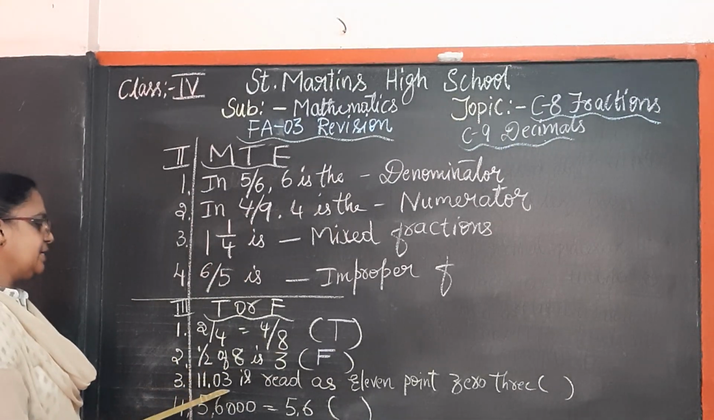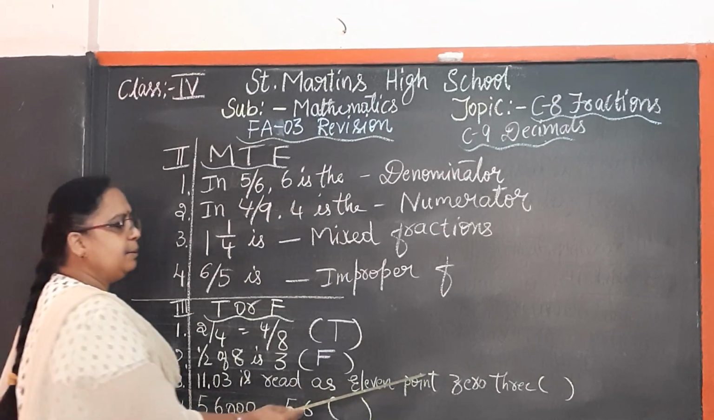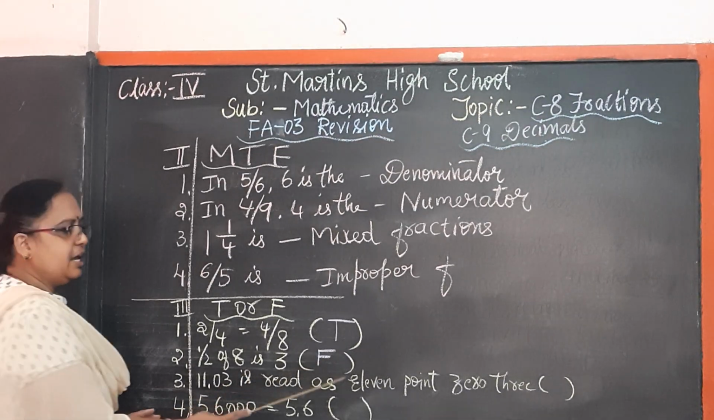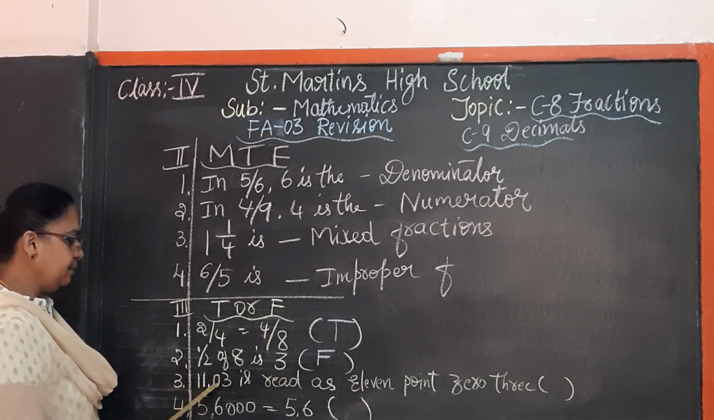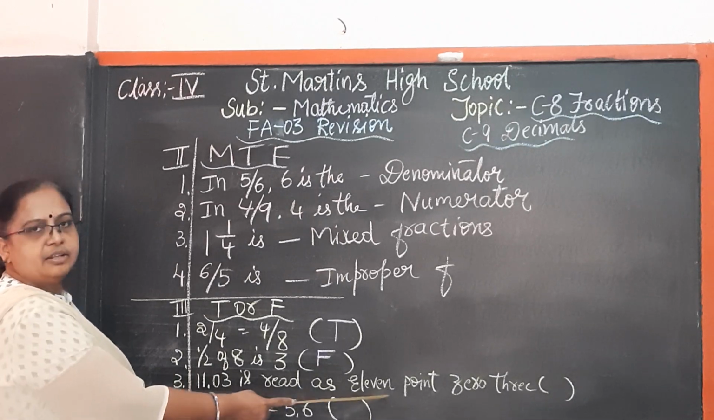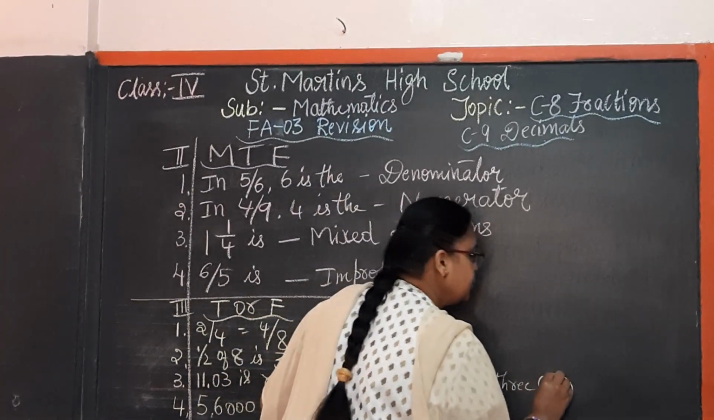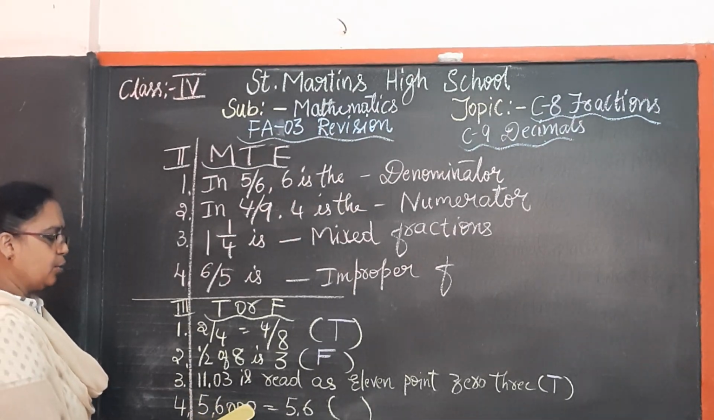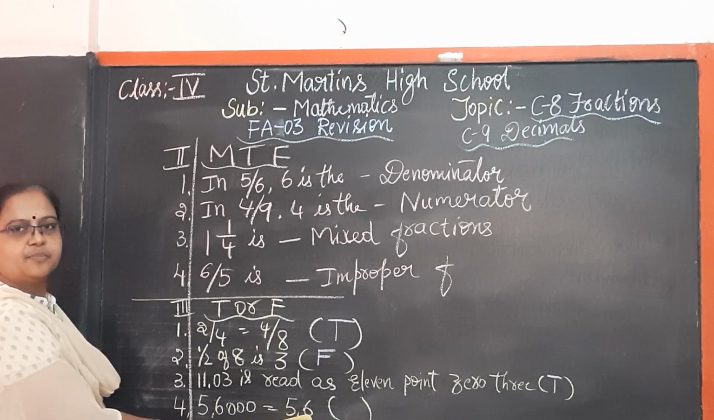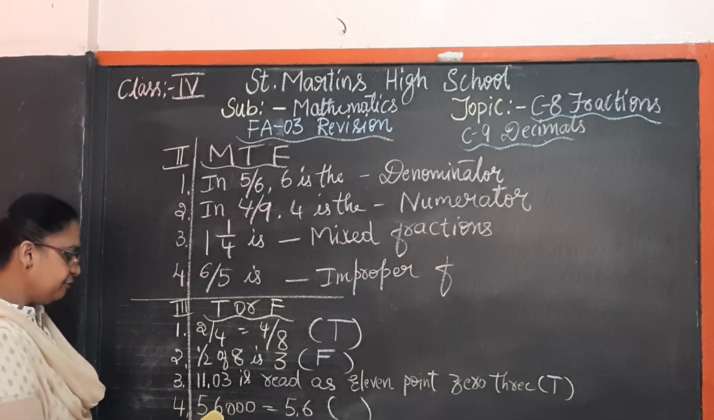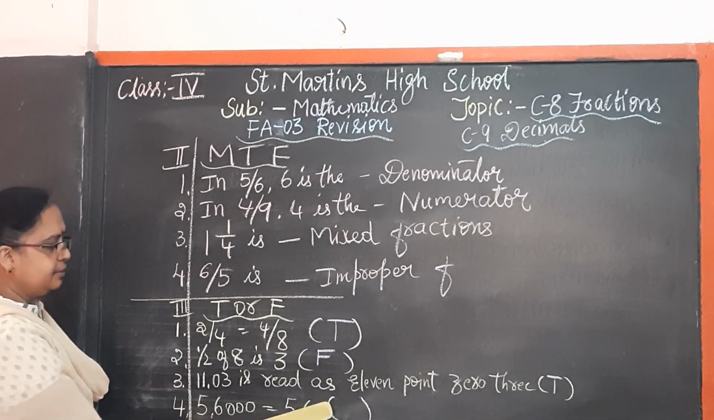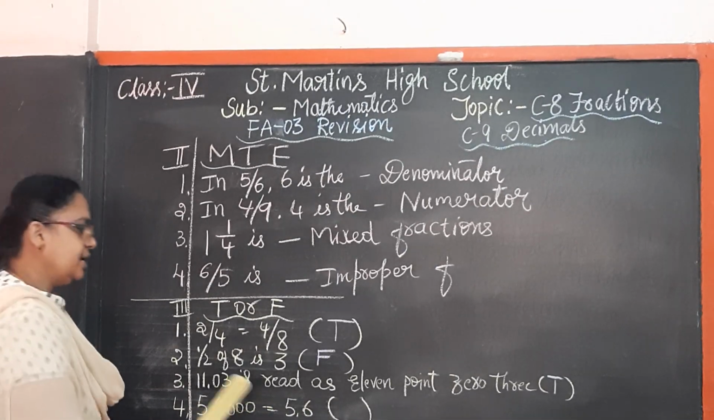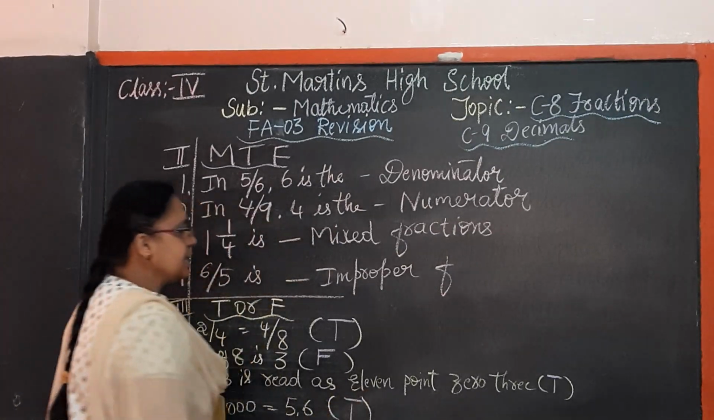Yes. 11.03 is read as 11.03. Is it right? Yes. The way we have written the number, in the same way we have to spell it. That is 11.03. What they have given in the statement is right. So it is true. Yes. Here 5.6000 is equal to 5.6. Yes. After the decimal, how many zeros after the number? It is not a concern, children. So 5.6000 is equal to 5.6. Yes, it is right. So we write it as true.